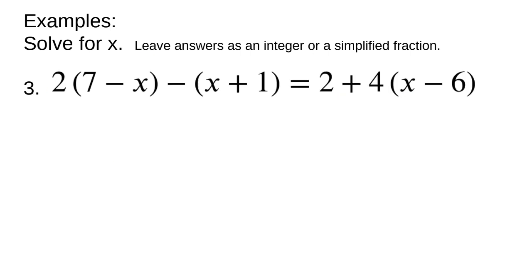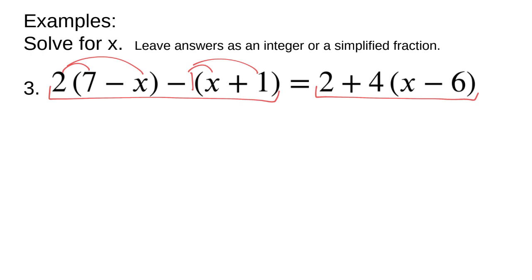Let's try one more. This one has a lot going on. Remember, anything on the same side that can be put together, we should put together. We're going to try and simplify this as much as we can. So first up, I'm going to distribute that 2. I'm also going to be distributing over here a negative 1, and here a 4. So let's get rid of these grouping symbols and see what we're left with.